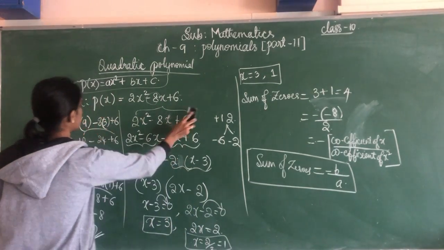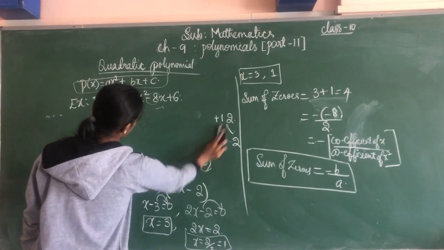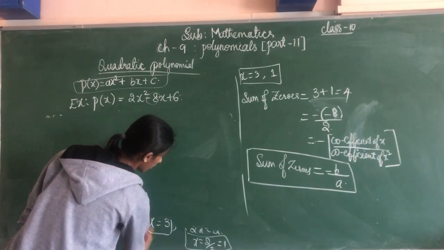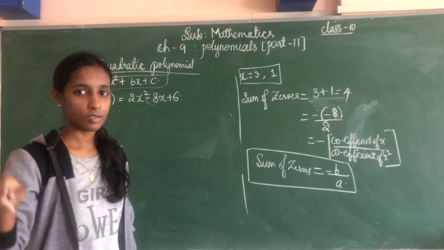I'll erase this. Next, product of zeros. Product of zeros means don't multiply 0 into 0.